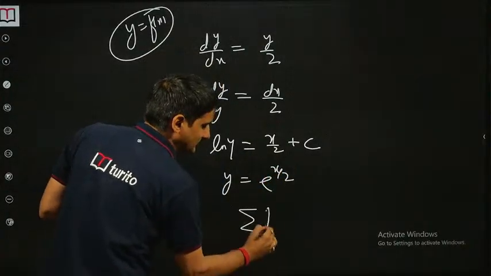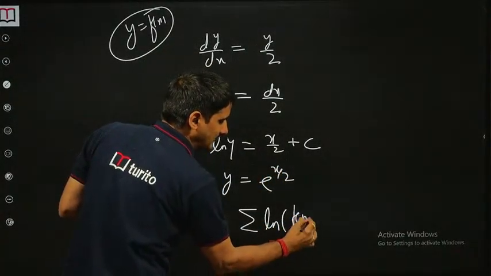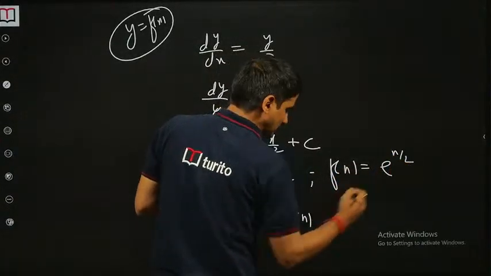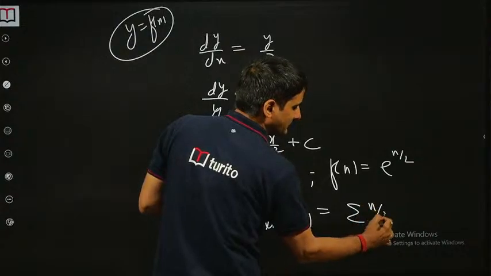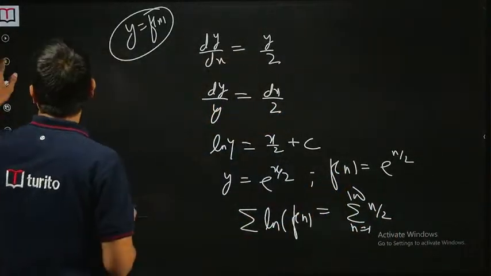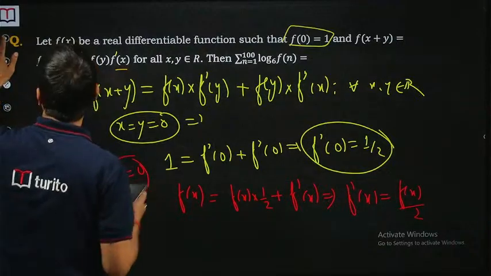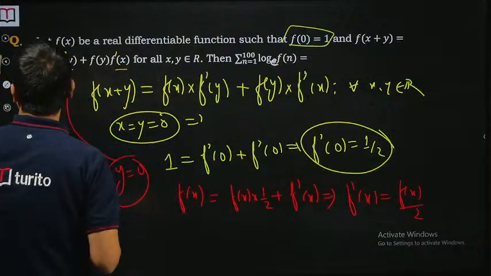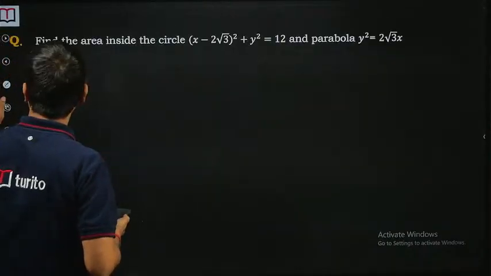So we need the summation of ln of f of n. So f of n is e raised to the power n by 2. So this is nothing but the summation of n by 2 when n goes from whatever to whatever. I think it's from 1 to 100 here. Then you can do it. So this is ln e, log to the base e, it has to be ln. So that was a good question.